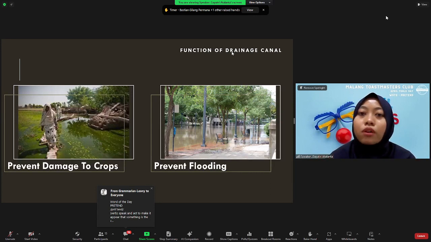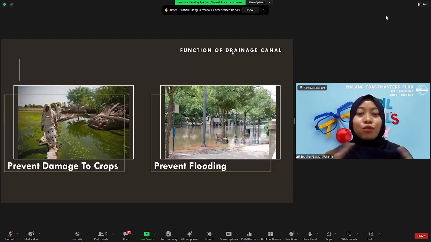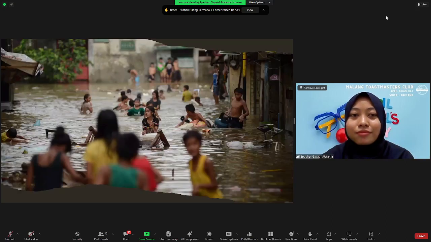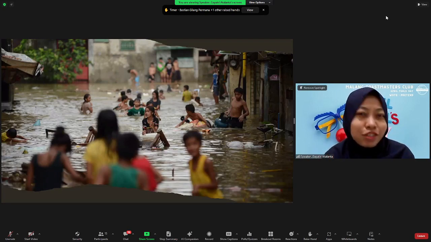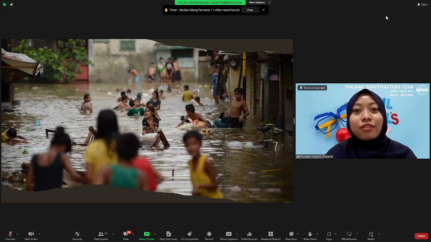Sometimes when heavy rainfall comes to our home, the canal is like blown up by the water. And what happens? As you can see on my screen, this is the impact when the canal cannot function enough for our area. The flooding comes. Yes, the flooding comes in this area. But if you look at the details of that picture, you can find that many children are happy because of the flooding.